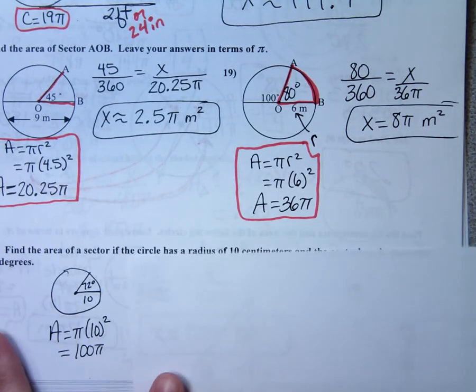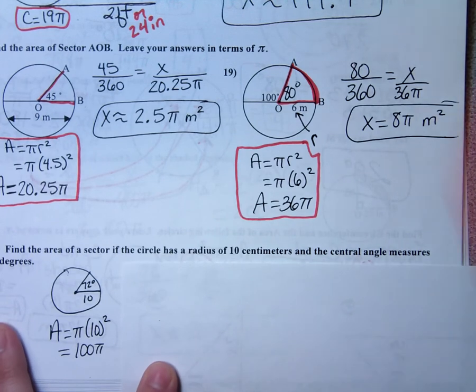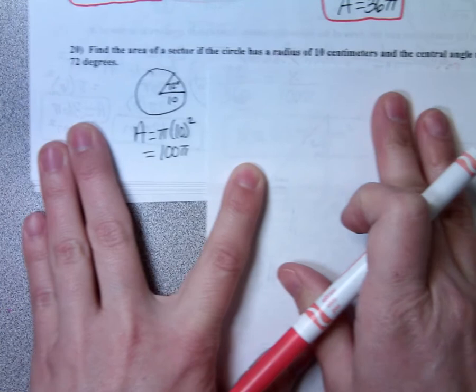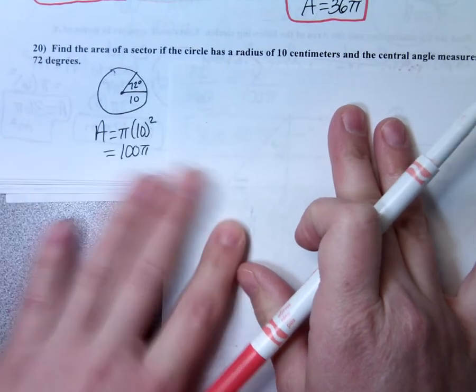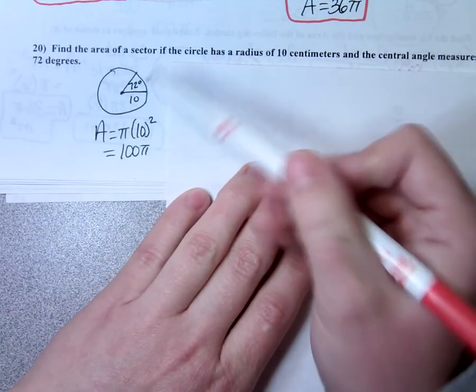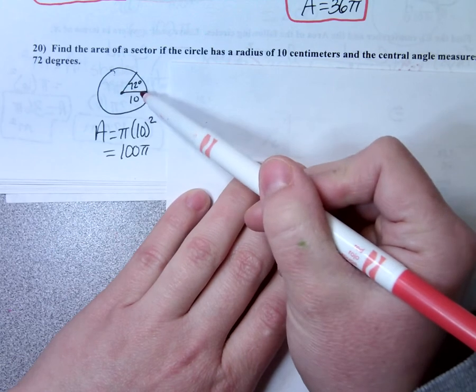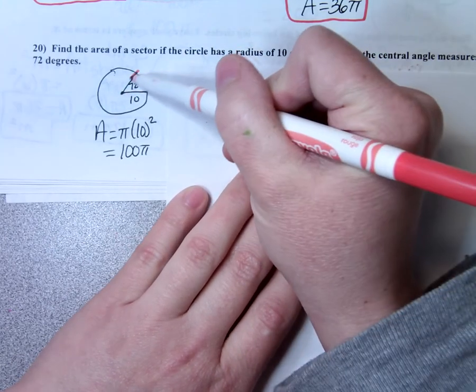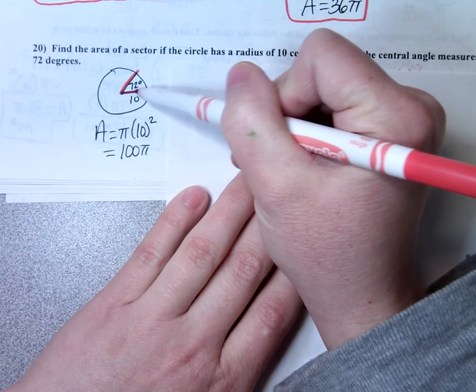Okay, number 20. Same kind of problem. I actually had to draw a picture for this one. So it said find the area of a sector if the circle has a radius of 10. So I gave us a radius of 10. And the central angle measures 72 degrees. So I'm going to find the area of this sector right here.